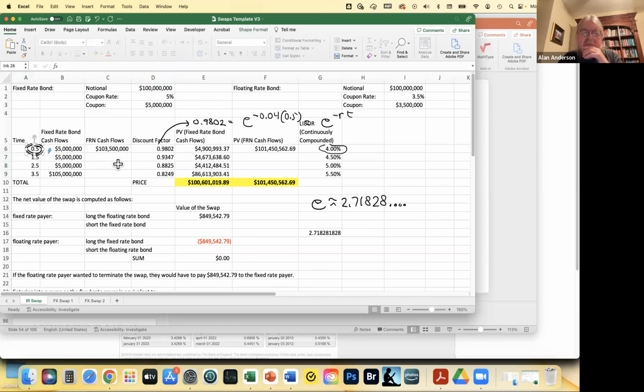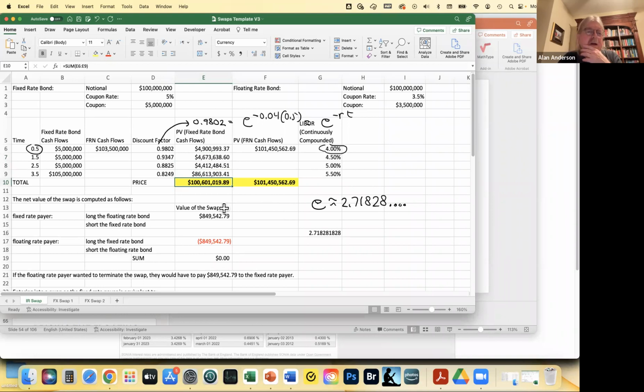All right, those are the times at which cash flows will take place. These are the so-called discount factors. Now, why does this matter? Because in order to come up with the present values of these cash flows, all I have to do is multiply them by these discount factors, and I get these numbers right here. When I add them up, it turns out that the fixed rate bond has a current market price of $100,601,019.89. Okay, that's the fixed rate bond.